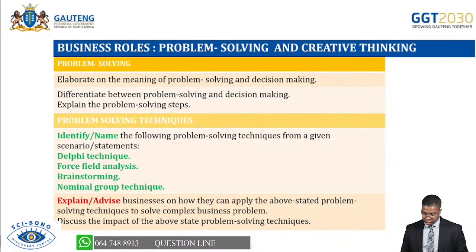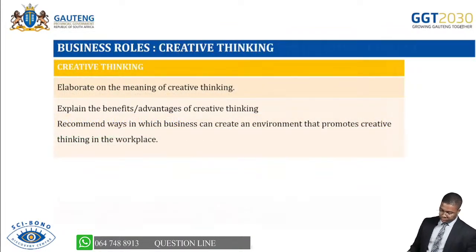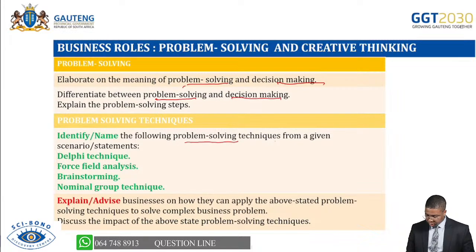And then as we proceed, we then look into problem solving. We then look into problem solving and also look into creative thinking. So problem solving, you start by knowing the meaning of problem solving and decision making. And what is critical is the differences between problem solving and decision making, because this is how they assess. We want to check if you know what is problem solving and what is decision making. And then problem solving techniques. The following problem solving techniques from given scenario statements are there. You should know how to identify them from the scenario.